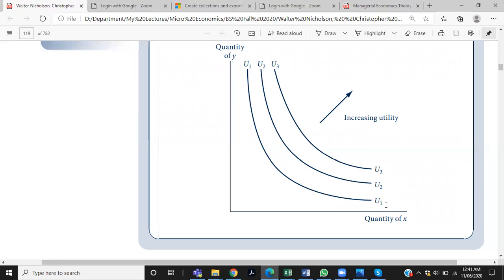How much more satisfaction does U3 have as compared to U2 or U1? This cannot be compared exactly, because these indifference curves are showing just the ranking. We cannot identify the difference exactly.